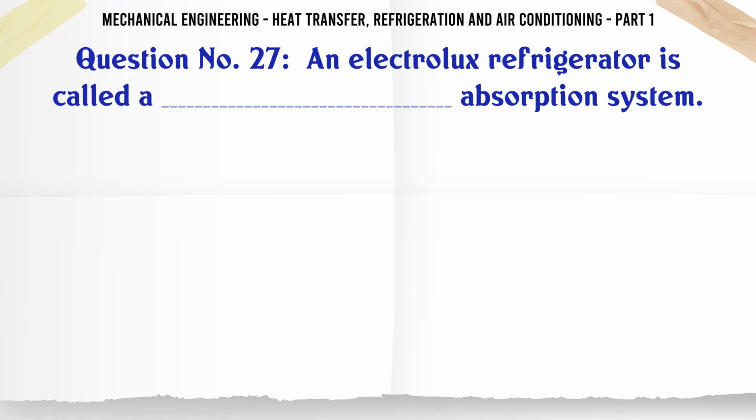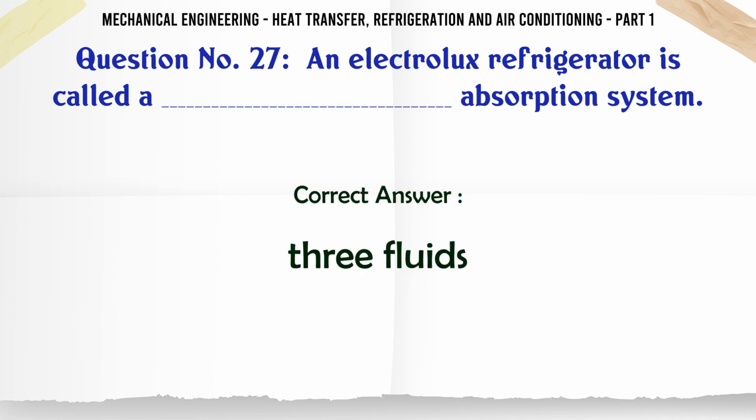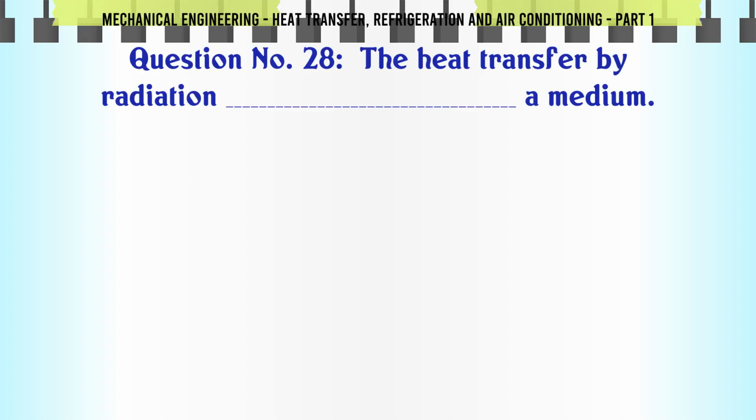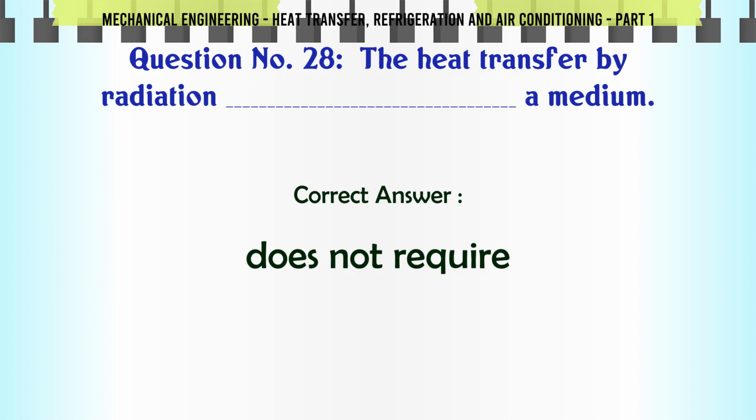An Electrolux refrigerator is called an absorption system: A. single fluid, B. two fluids, C. three fluids. The correct answer is three fluids. The heat transfer by radiation a medium: A. requires, B. does not require. The correct answer is does not require.